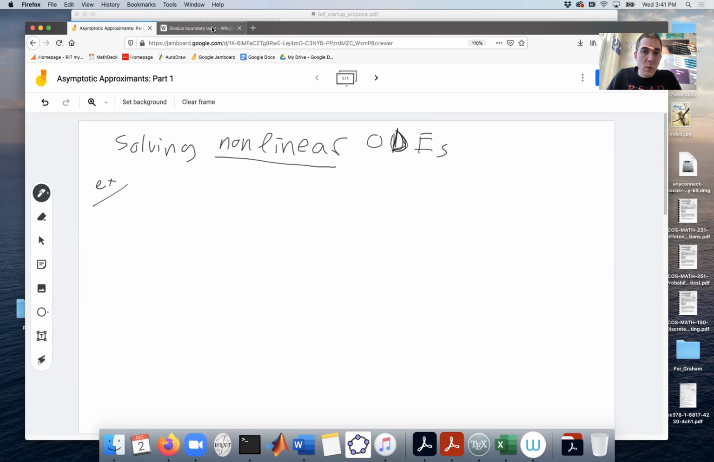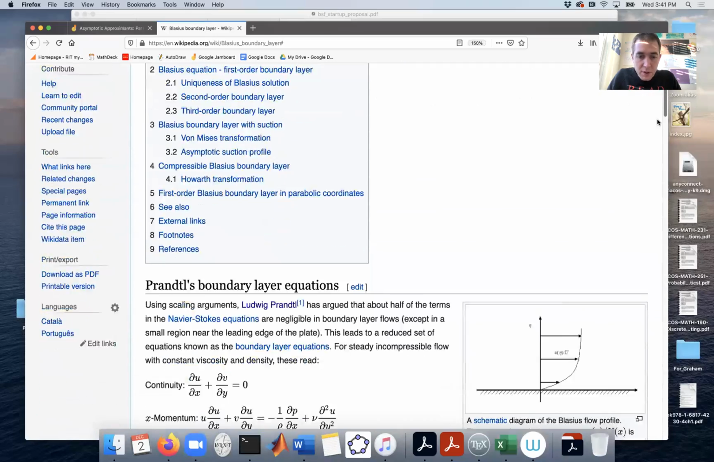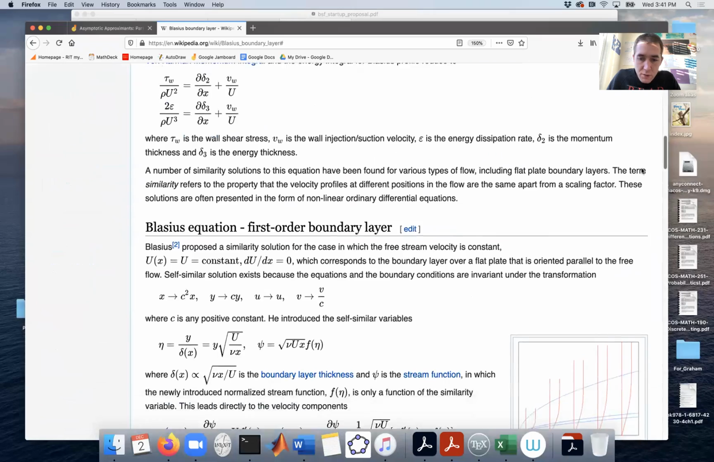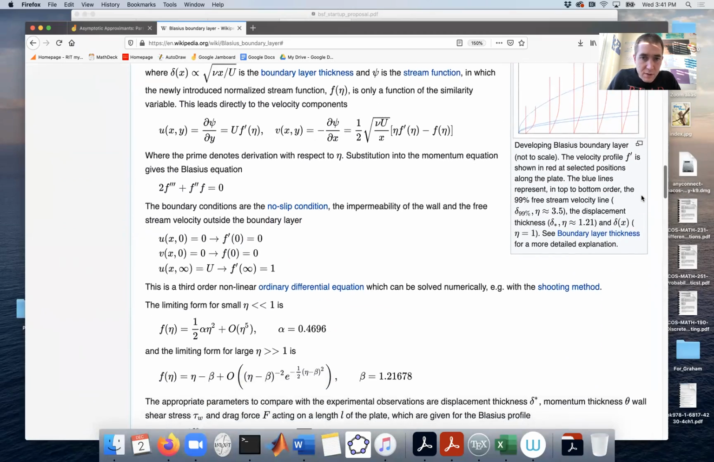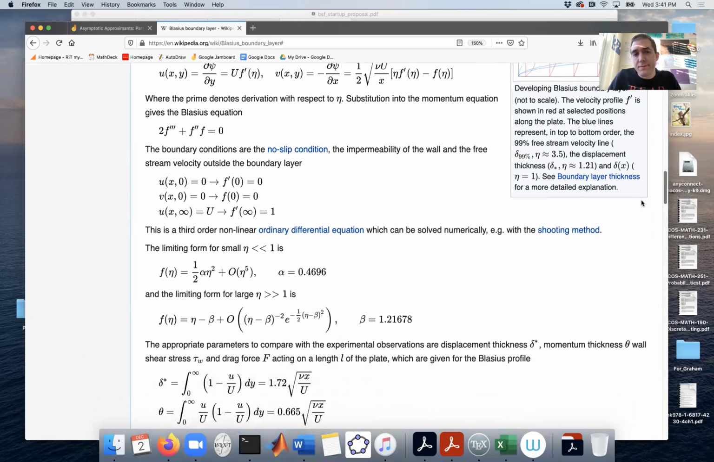Okay, so we'll start with a famous example, the Blasius boundary layer problem, which appears in most undergraduate fluid mechanics textbooks. You can take the Navier-Stokes equations, make some boundary layer approximations, assumptions, cross out a bunch of terms, use a variable transform. You can check out the Wikipedia page and end up with this third order ODE with two conditions that are stacked at 0 and one condition at infinity.